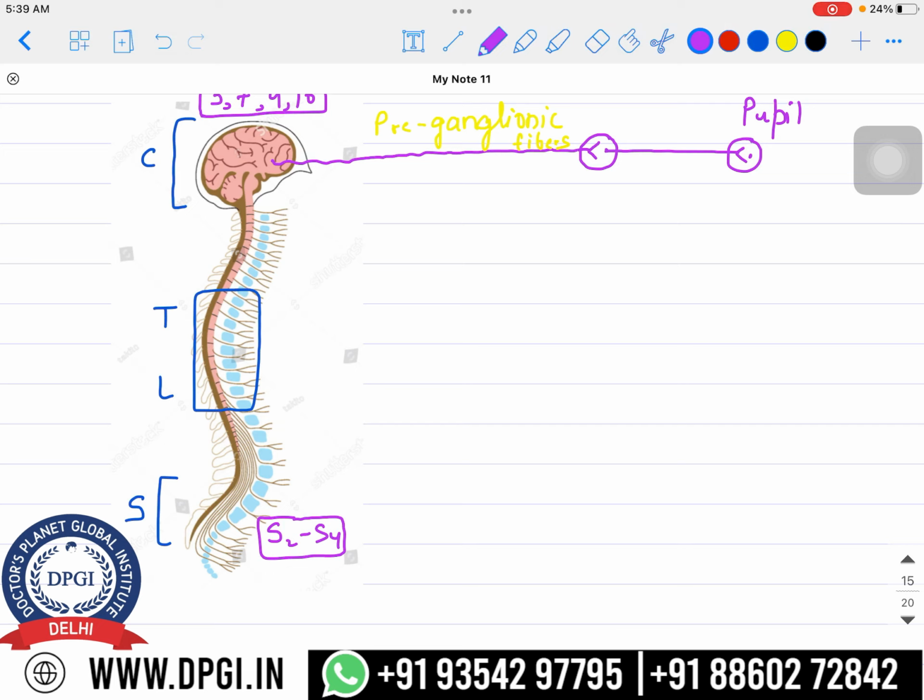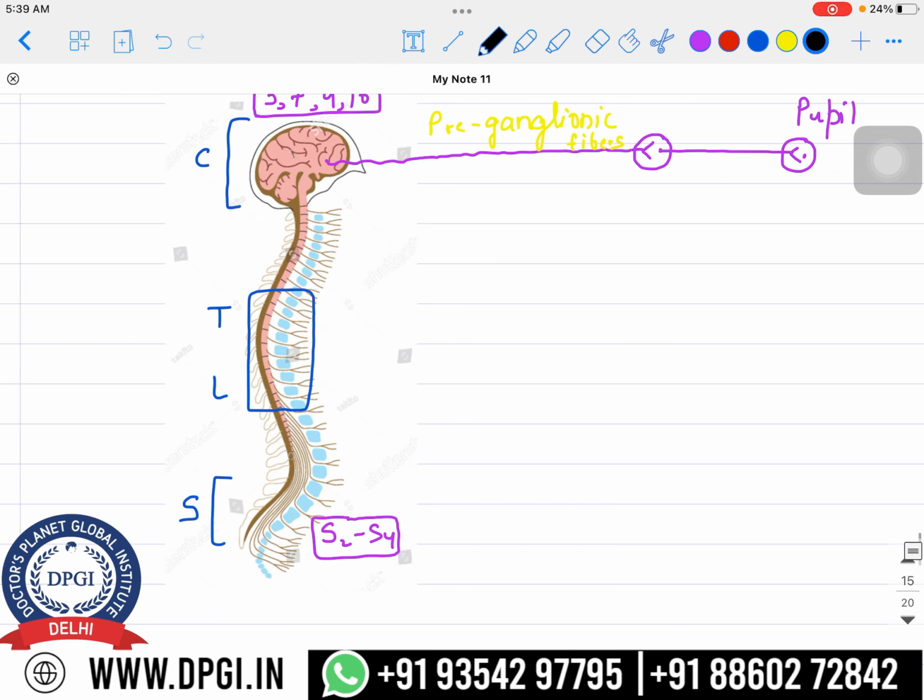In the thoracolumbar part, I am concerned with the sympathetic nervous system, so I'm just showing it like this. For example, here I'm talking about the parasympathetic nervous system, which is concerned with these two regions, cranial and sacral. And if I'm talking about the sympathetic nervous system, SNS I am writing over here, that is concerned with the thoracolumbar region.